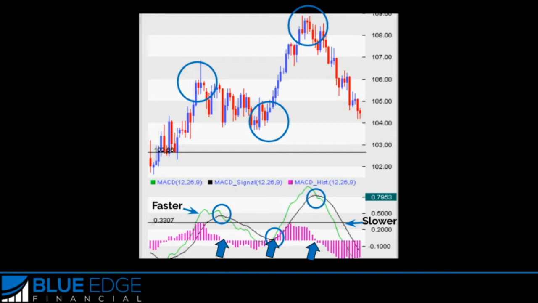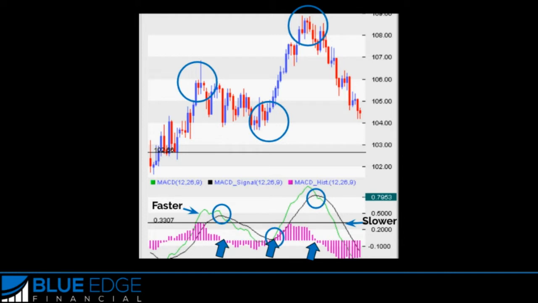With an MACD chart, there are three numbers used for its settings. The first is the number of periods that is going to be used to calculate the faster moving average. The second is the number of periods that is used in the slower moving average. And the third is the number of bars that is used to calculate the moving average of the difference between the faster and slower moving averages.